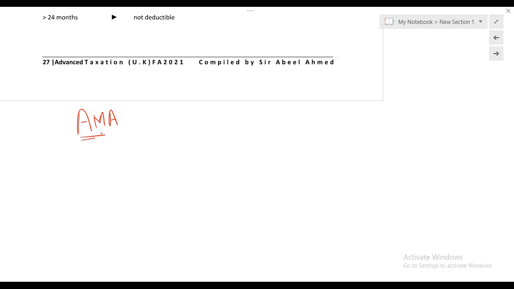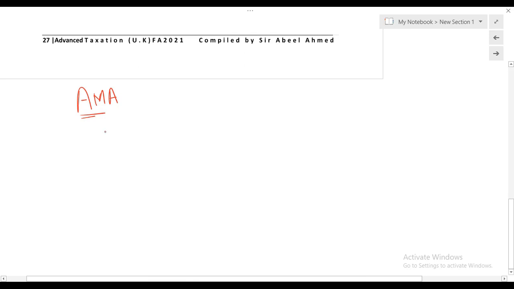Repeat. When an employee uses his or her own car for employment purposes, then this authorized mileage allowance concept comes into action. According to HMRC, for the first 10,000 miles, employees should be getting 45 pence per mile. Then 10,001 and above, employees should be getting 25 pence per mile.